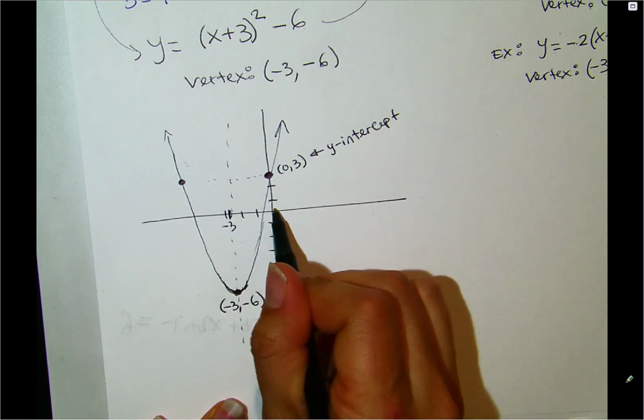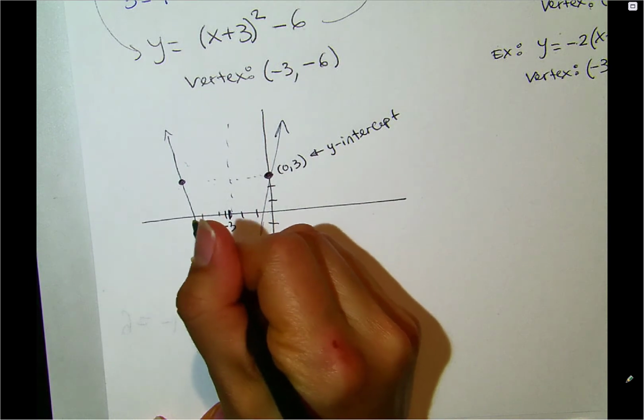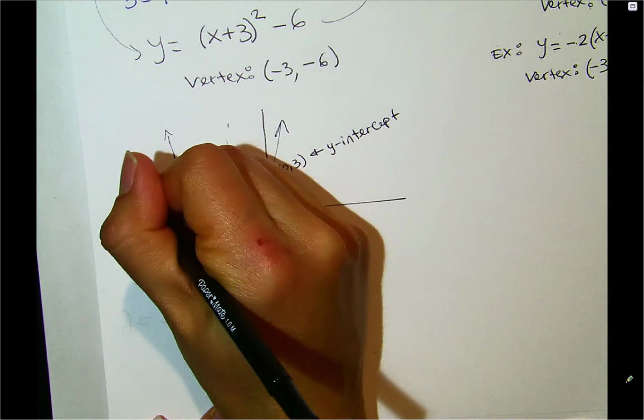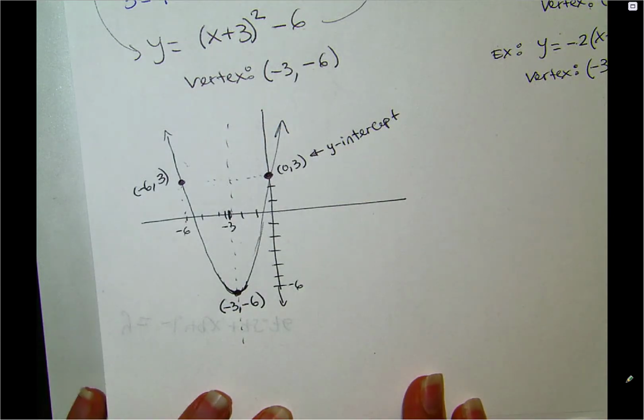So that was 3 points. So I'm going to go 3 points the other way. So 1, 2, 3. So that would be minus 6. So this will be minus 6 and up 3. And that's my parabola.